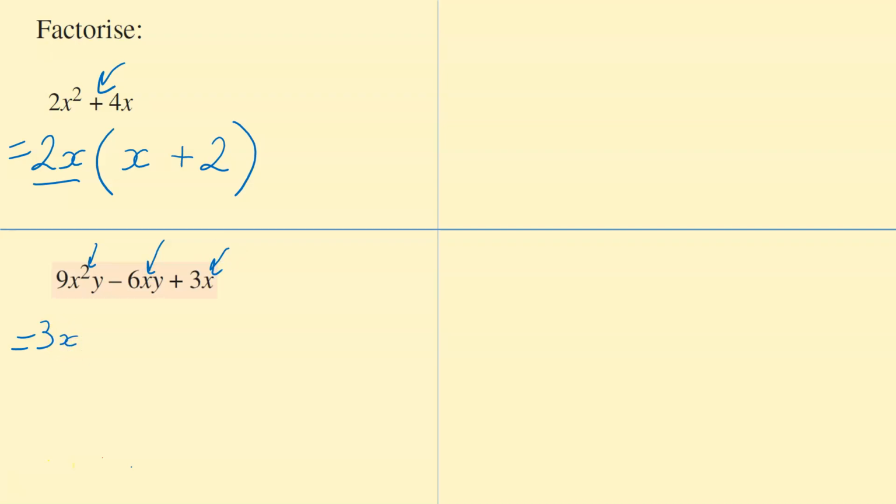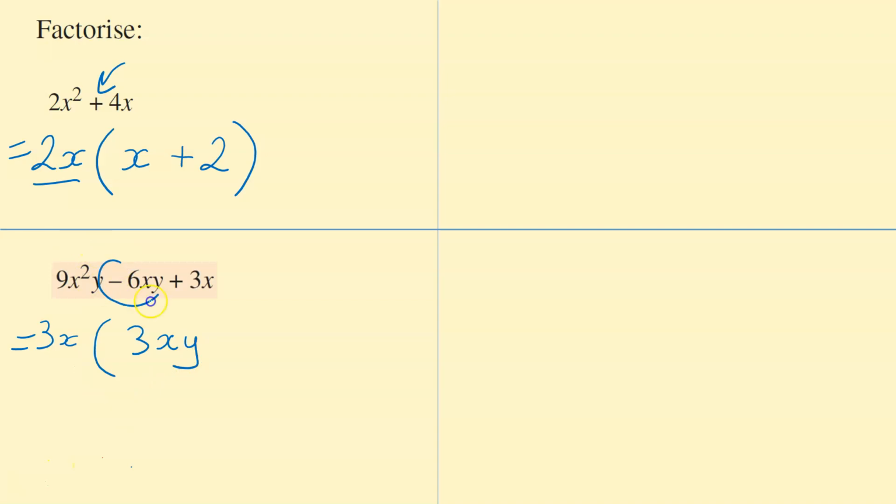Do they all have y's? This one has a y, that one has a y, but this one doesn't have a y. That cannot go to the front. So now we're done with our common factors. 3 times what gives you 9? 3. x times what gives you x squared? x. And I need to get a y in there, so I have to put the y there.